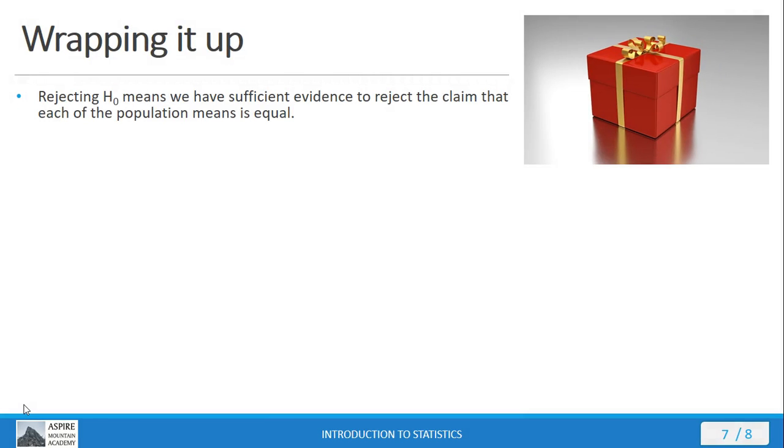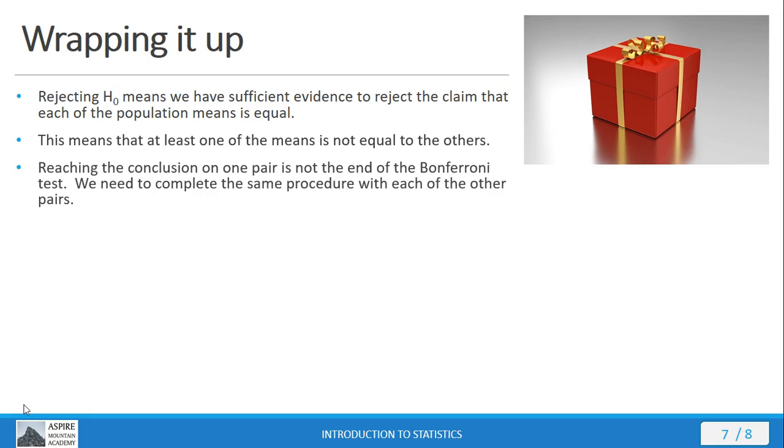So we rejected the null hypothesis. And the null hypothesis was that the two pairs that we looked at were the same. So we're rejecting that claim that each of those population means is the same. That means at least one of them is not the same. So of course, we've just done the test on one of the pairs. We've got two other pairs that we've got to repeat this test procedure with.